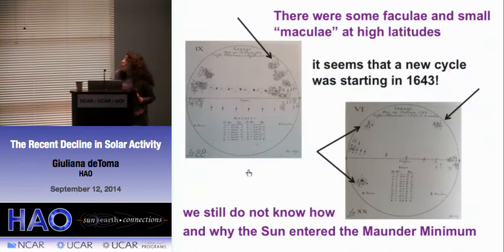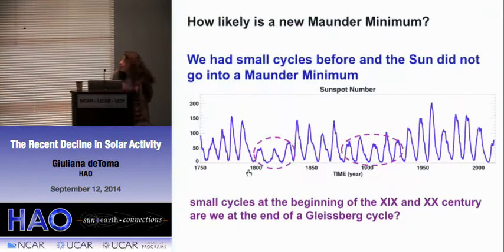It's also quite interesting to see in these drawings that in 1643, there are indications of a new cycle starting at high latitude. You can see both the spots and the faculae around them. So we really don't know very much about how the Maunder minimum started. It's still something we really don't understand, and I don't think we are in a position to make any prediction about the Maunder minimum at this point.